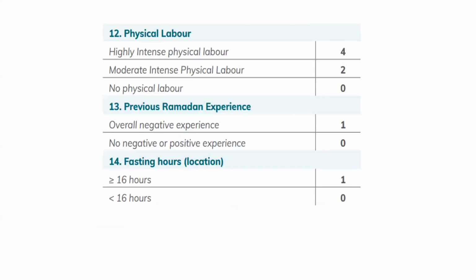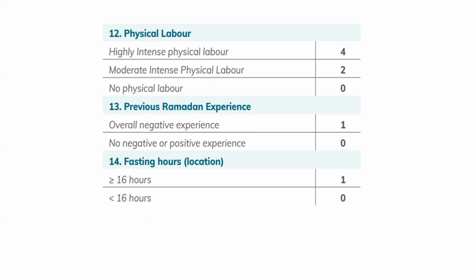There are 2 other points which I'll mention here. One is the previous Ramadan experience. If it is an overall negative experience, that will be a score of 1. So previously, if he had fasted last year and had hypoglycemic episodes, or there were a lot of fluctuations in his blood sugar, that will be a negative experience, and that will give a score of 1. No negative experience, or only positive experience, then that will be 0.